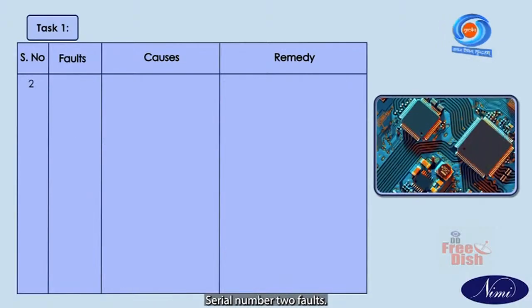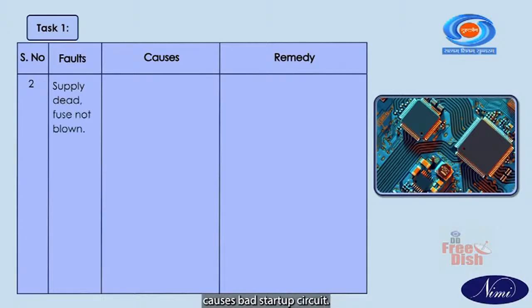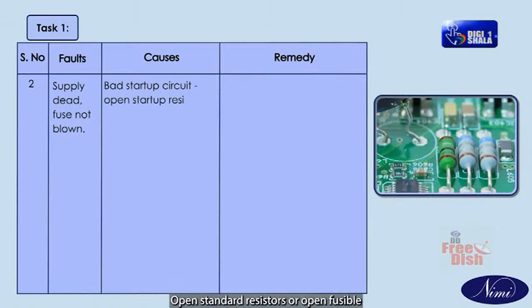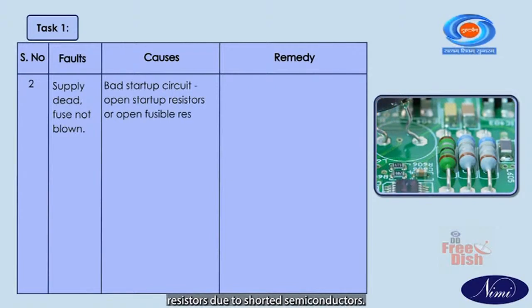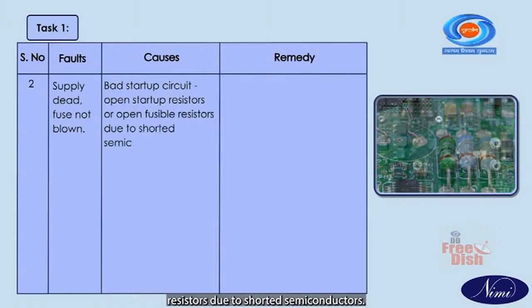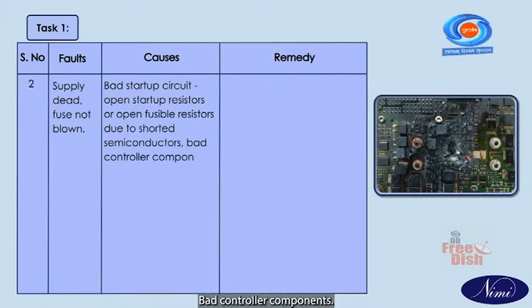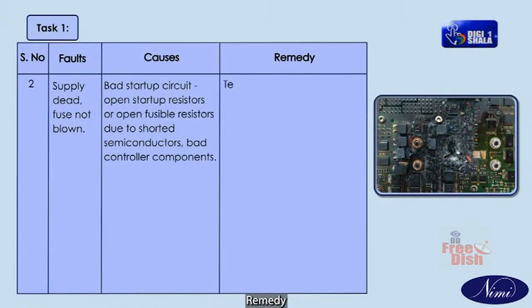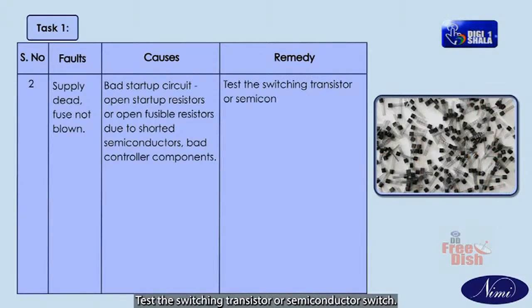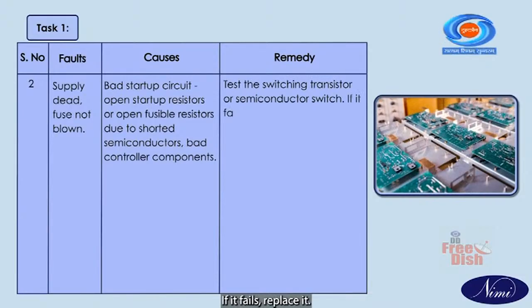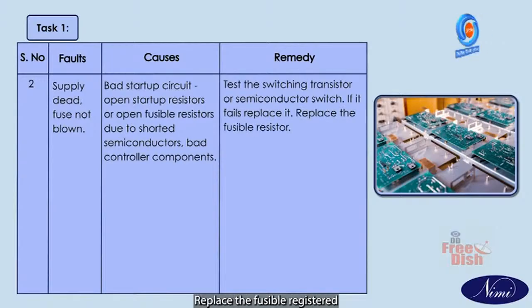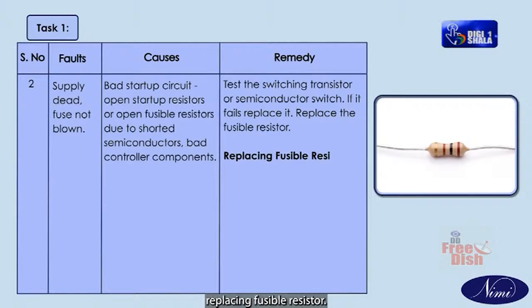Serial number 2. Fault: Supply dead, fuse not blown. Causes: bad startup circuit, open startup resistors or open fusible resistors due to shorted semiconductors, bad controller components. Remedy: test the switching transistor or semiconductor switch. If it fails, replace it. Replace the fusible resistor. Replacing fusible resistor.